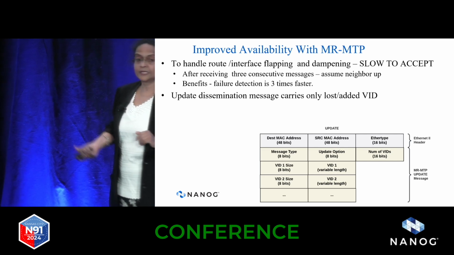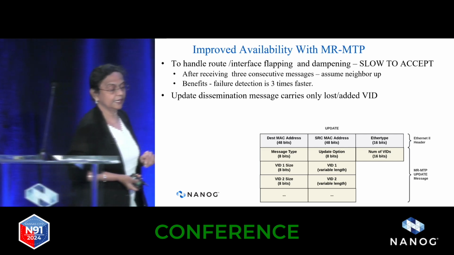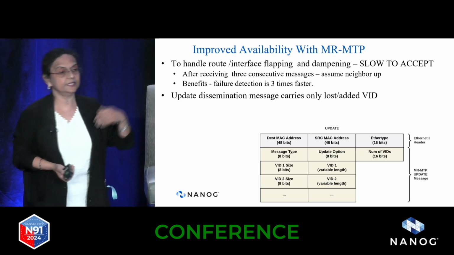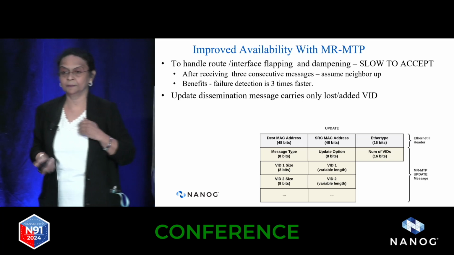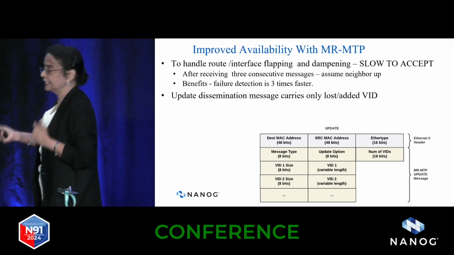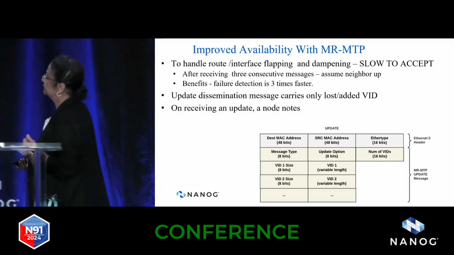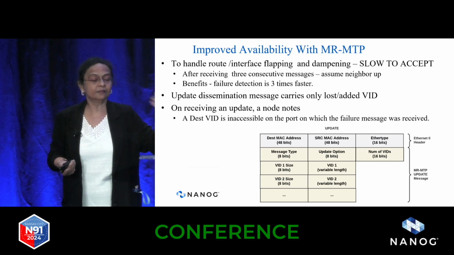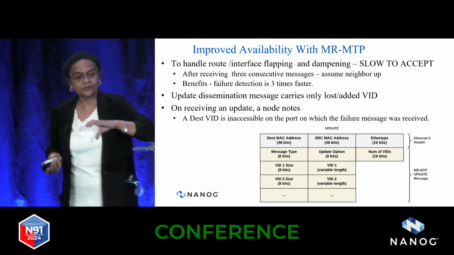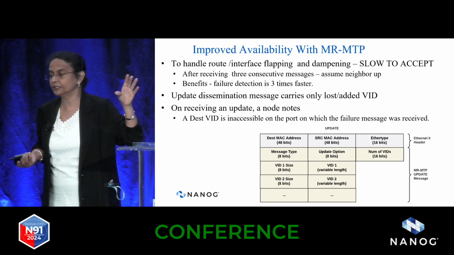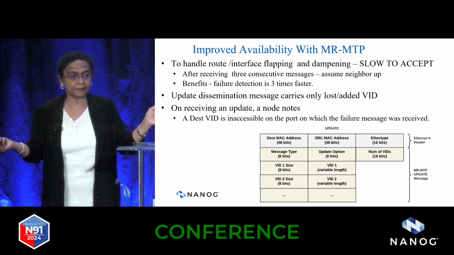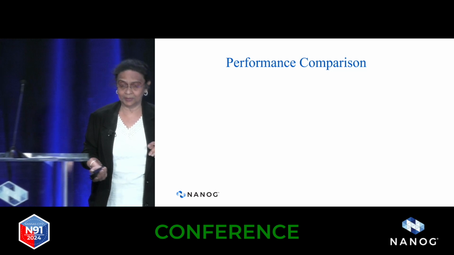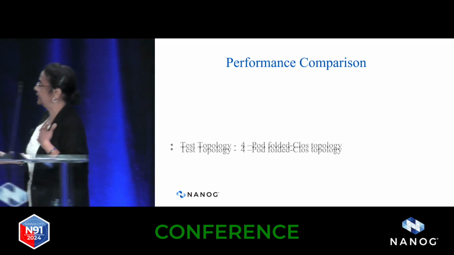Okay, so this is a very generalized MR-MTP header to update, add a VID, delete a VID from a particular port. That is the generalized version of that. And on receiving an update, the only information change is this VID is not accessible on this port. No routing table updates. Very low control overhead. You will be surprised at the control overhead we get.